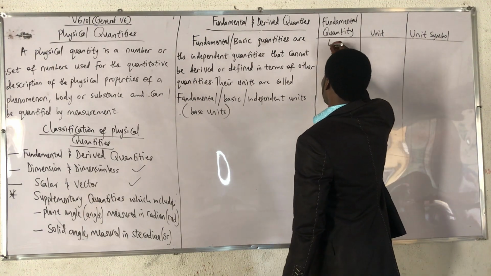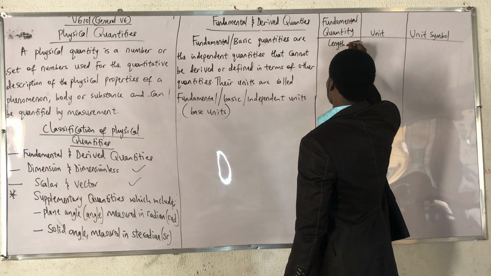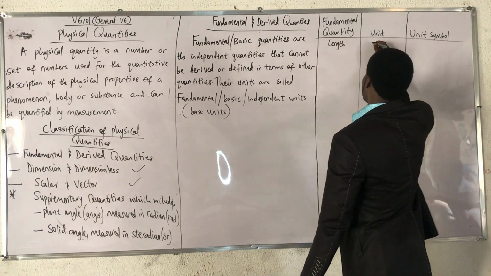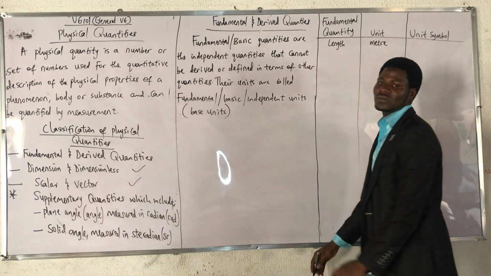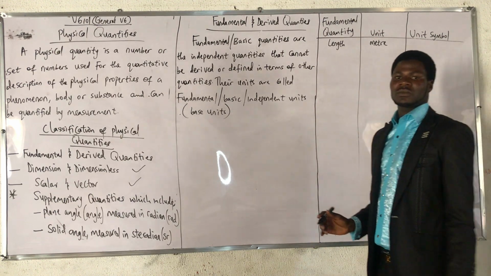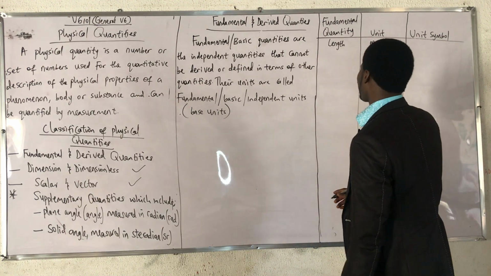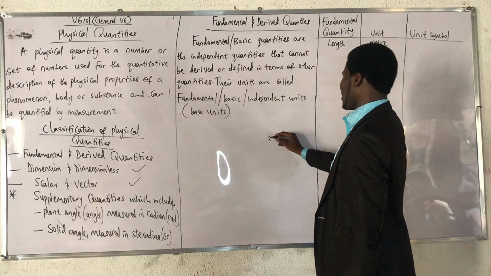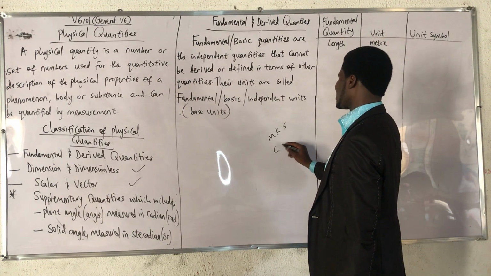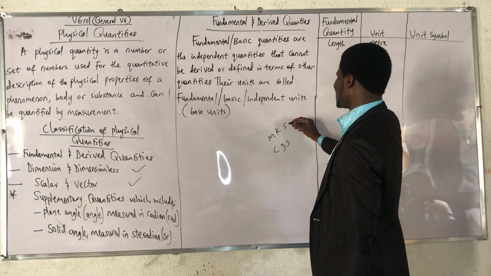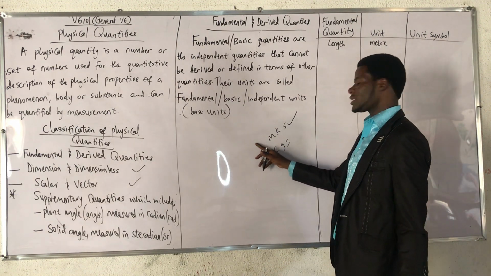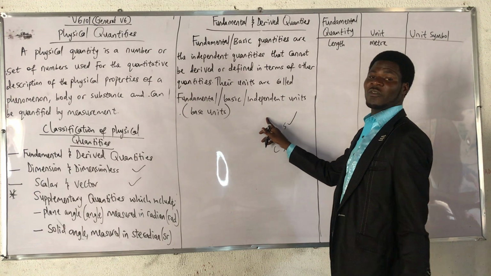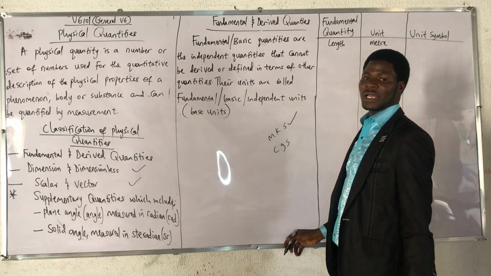Fundamental quantities, we have length, and the unit of that is meter. Here we are using SI unit. Now we have MKS system and CGS system. This is what we focus on, this is what we use. That is meter as unit of length, kilogram as unit of mass, second as unit of time.